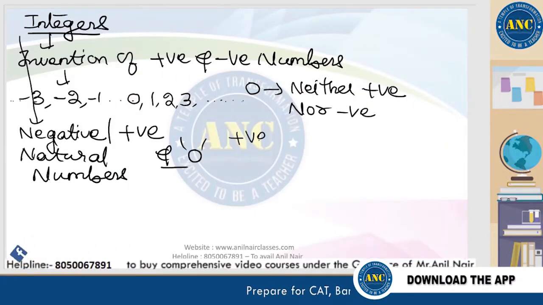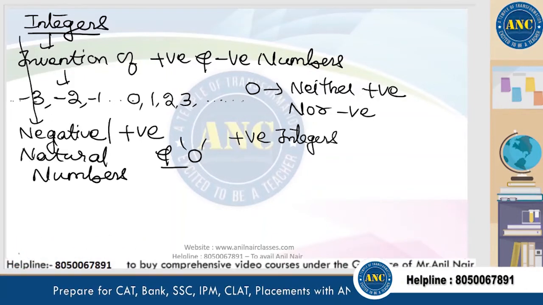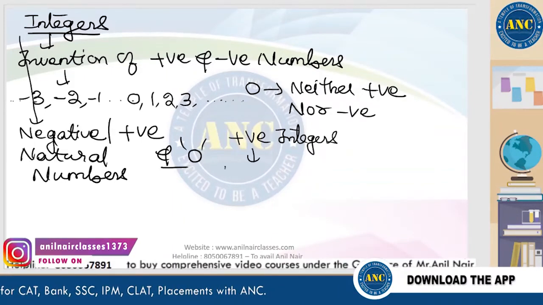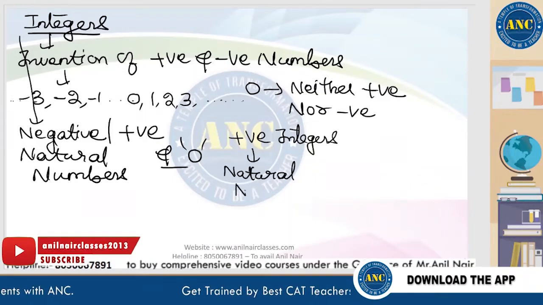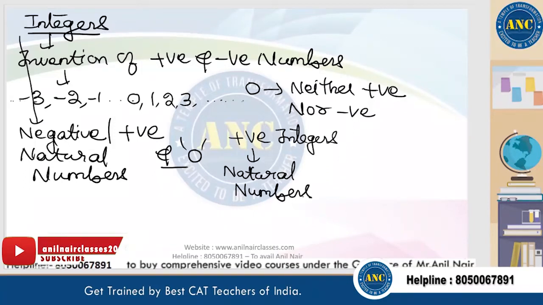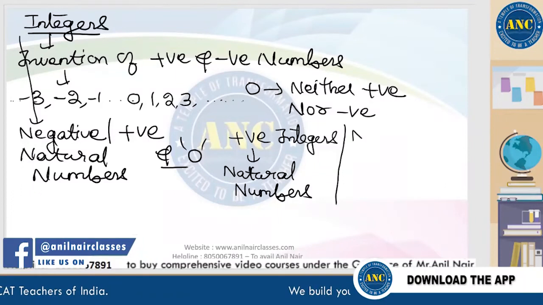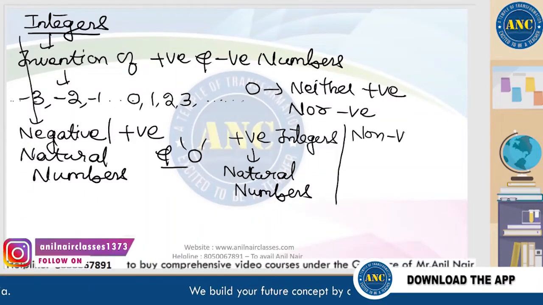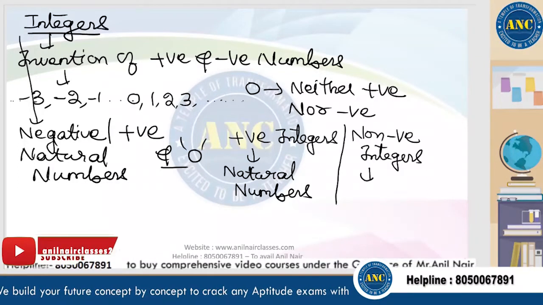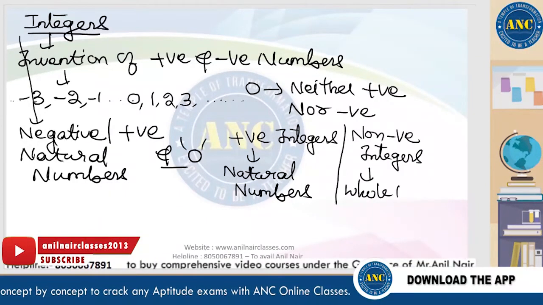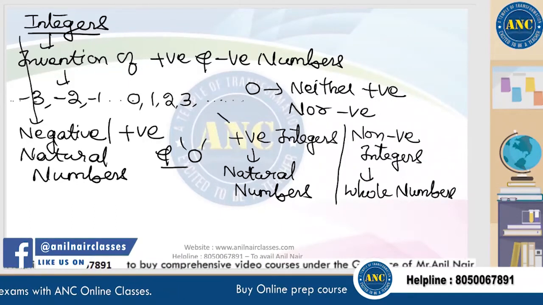Positive integers are the numbers which can be counted. They are also called natural numbers. Positive integers are also called natural numbers. Non-negative integers are also called whole numbers. These are synonyms. Please make a note of this.